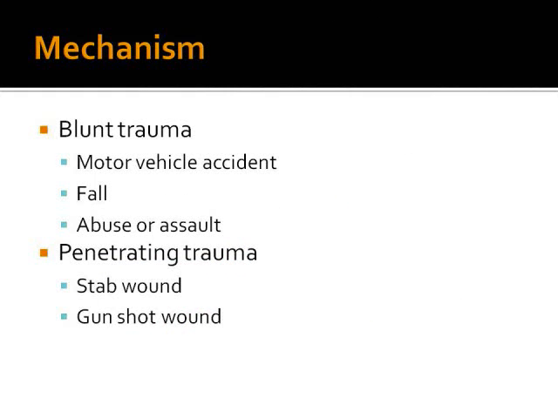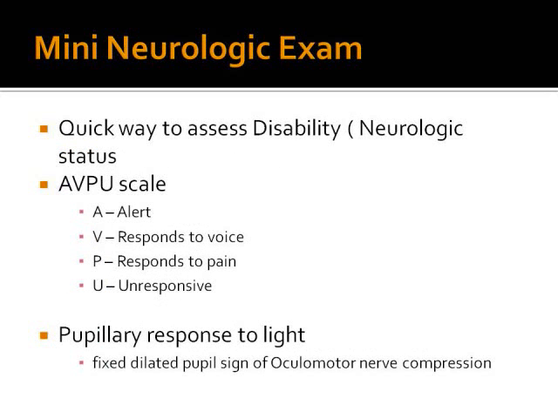Mechanisms of head injury are blunt trauma from motor vehicle accidents, falls or assault, or penetrating trauma from stab or gunshot wounds. How do we conduct a mini neurologic exam? Firstly, we assess the patient's airway, breathing and circulation and resuscitate accordingly. The mini neurologic exam is a quick way of assessing disability, that is the neurologic status. It comprises two parameters. One is the AVPU scale and two is pupillary response to light.